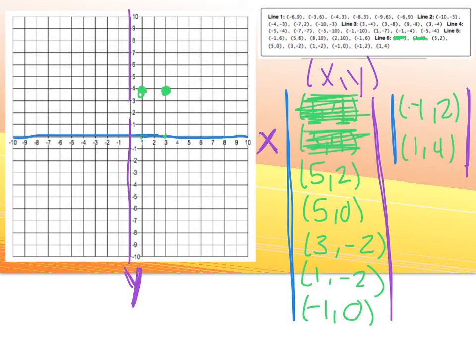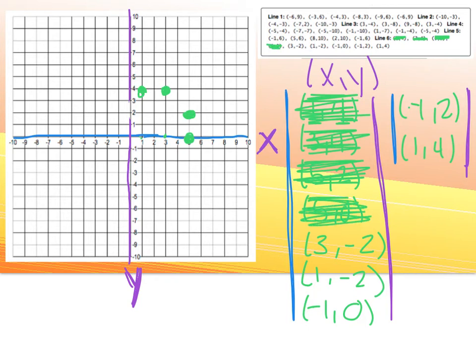This next one, x is a positive 5. So I'm going to go over to positive 5 on my x-axis, which is right here. And my y is a positive 2. So I'm going to go up to that positive 2 right there. So that one was 5, 2. This next one is 5, 0. So again, I'm going to go over to positive 5. And if this is 0, it means I'm not moving up any and I'm not moving down any. So I actually have a point right there at 5, 0. Crossing it off.